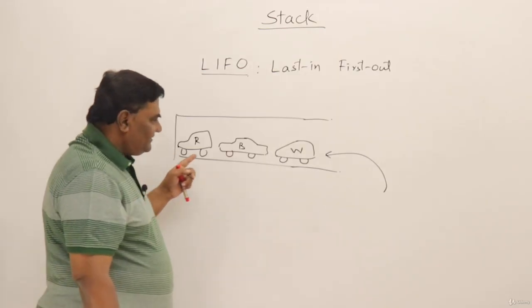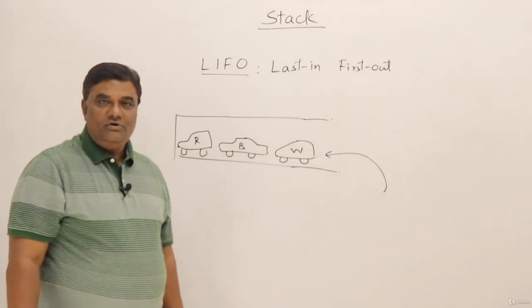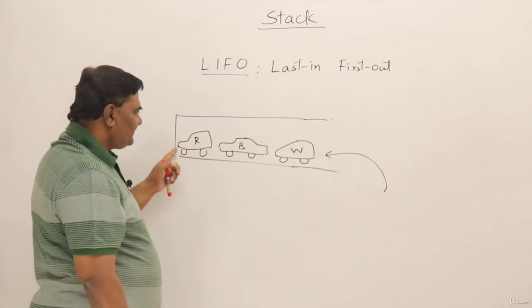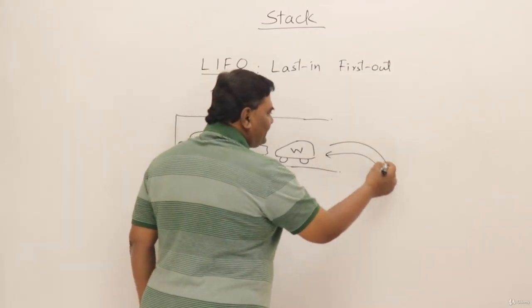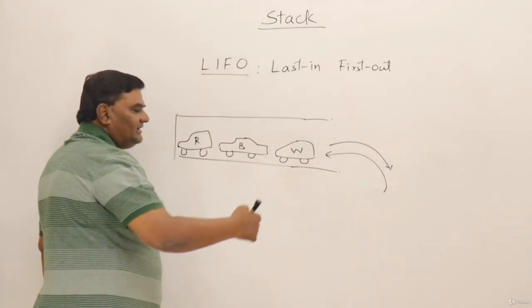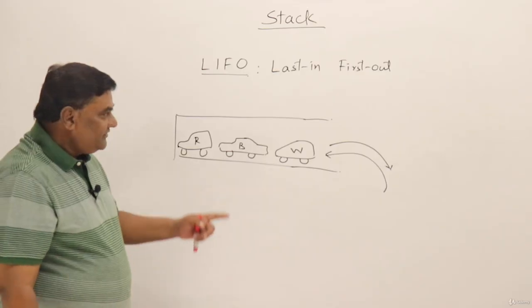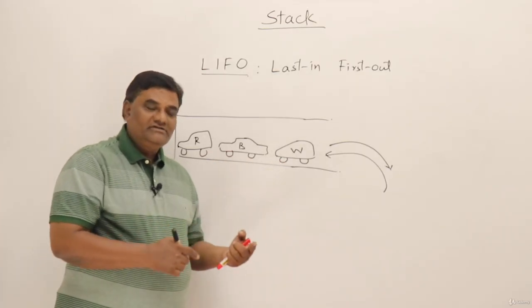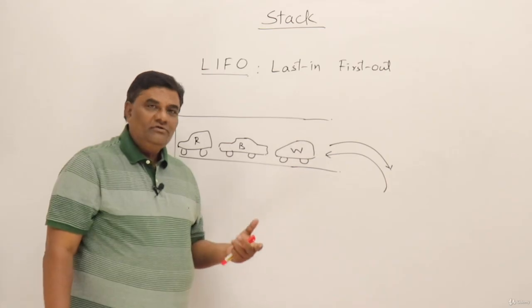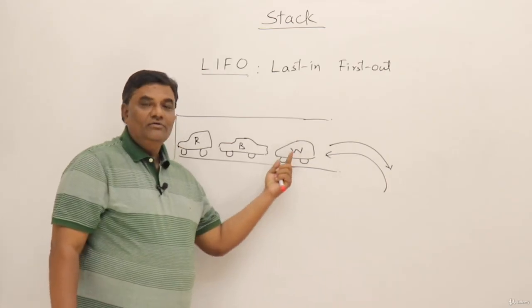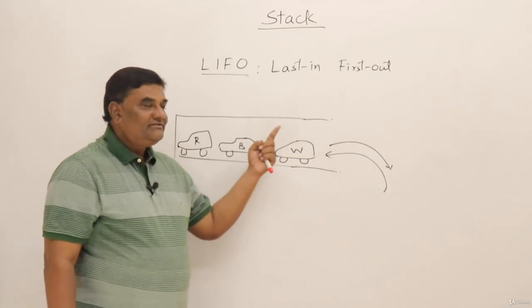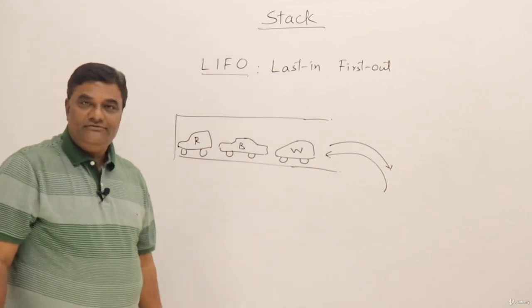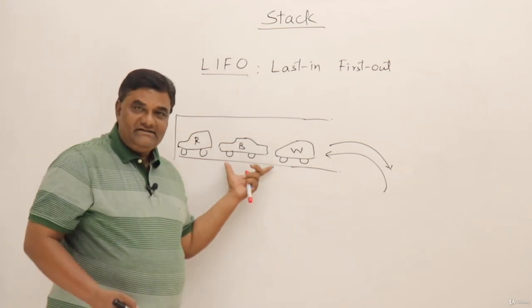Then if I want to take out these cars, from which direction should they go out? This side is closed, so they have to go out from the same direction. So on this side of the lane they can go out. Which car was inserted last? White car. Which car will go out first? White car. So that's how last in will go out first. So last in, first out. In short, we call it LIFO. So this is one example.